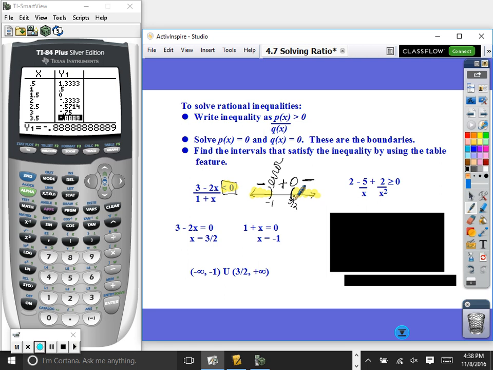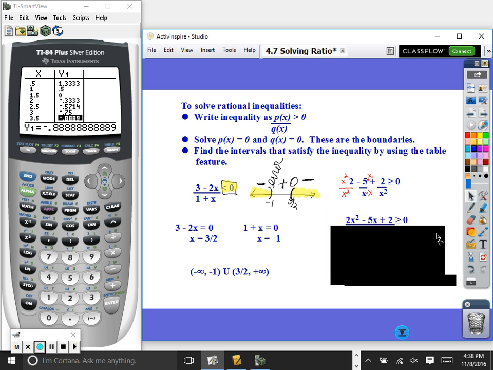Okay, let's try another one. 2 minus 5 divided by x plus 2 divided by x squared is greater than or equal to 0. As it stands right now, this is not one polynomial over another. So to get it to be one polynomial, I'm going to have to change these to common factors of x squared. So I would have to multiply this one by x squared over x squared. To get this to be x squared, I'm going to have to multiply by x and by x.